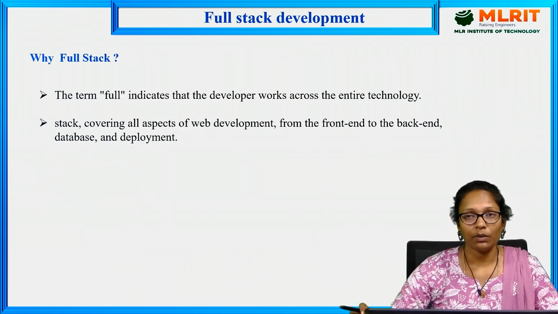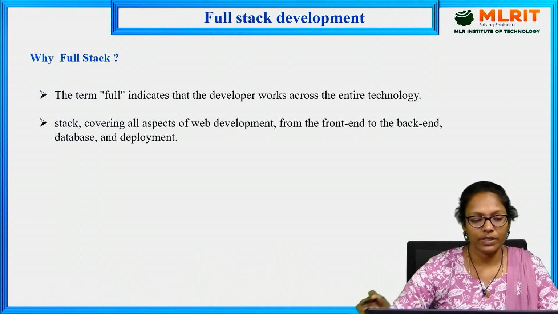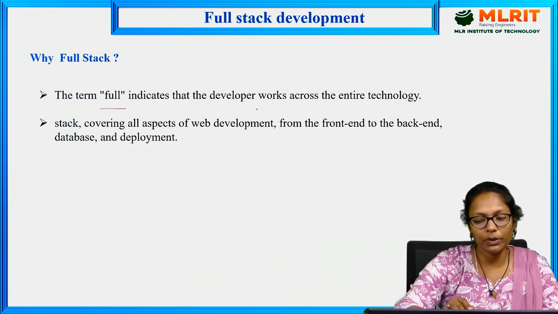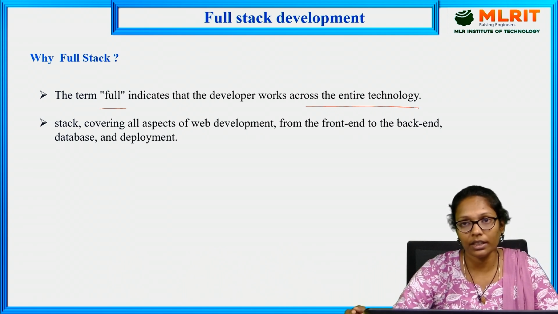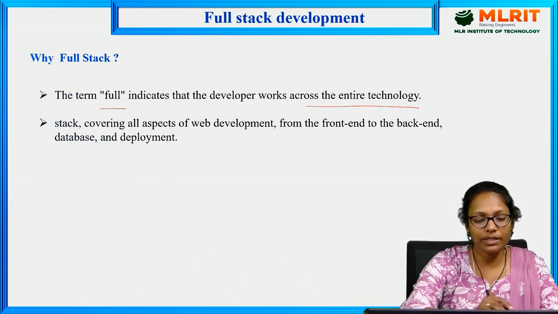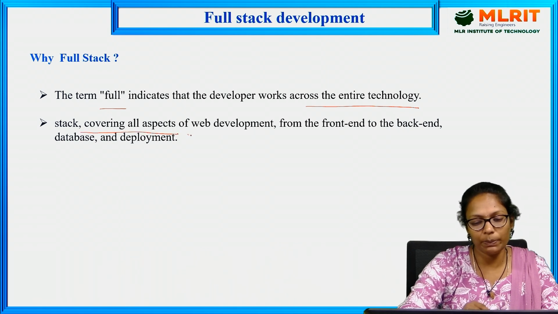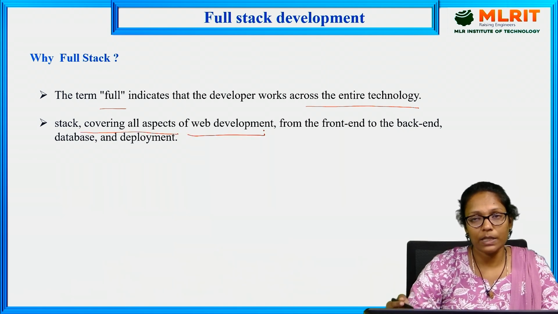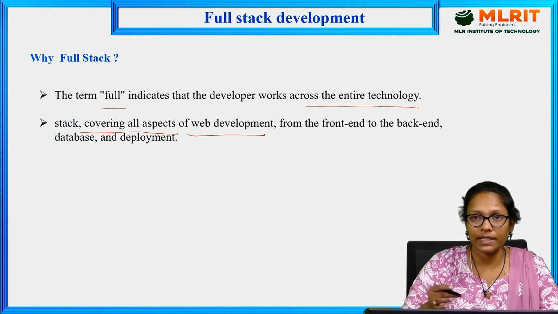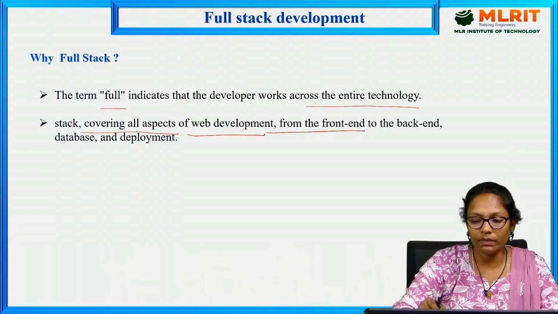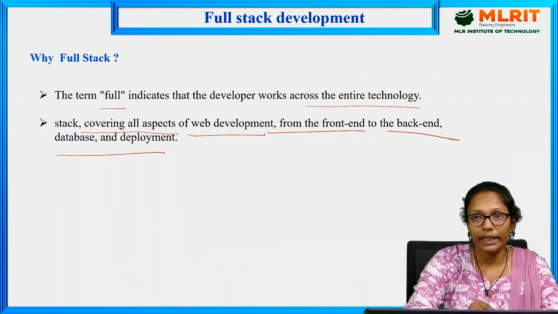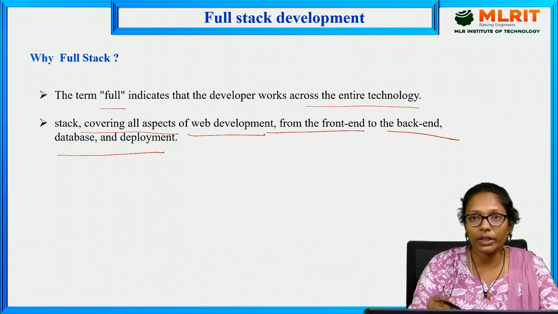So why full stack? Why have they given the name full stack? Here full indicates that the developer works across the entire technology. So the entire technology we need to learn here, that is nothing but full. And stack means it is covering all the aspects of web development. As we discussed previously, a web page contains the front end, back end, and also the database. So this stack is covering all the aspects of web development, such as front end development, back end development, and also the database, till the deployment. Everything will be covered in full stack.